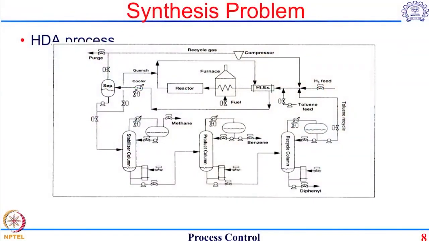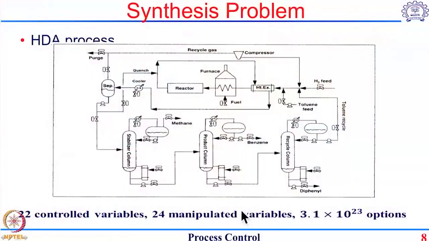We have not even looked at the multivariate, multi-input, multi-output controller, and those will eventually increase the number of options even further. And if you go to a real life size problem, let us say an HDA process, hydrodealkylation of toluene to get benzene, it's a fairly commonly studied process, a benchmark process. So for this particular process, you have 22 controlled variables, 24 manipulated variables, and the number of SISO pairs goes to 10 raised to 23.